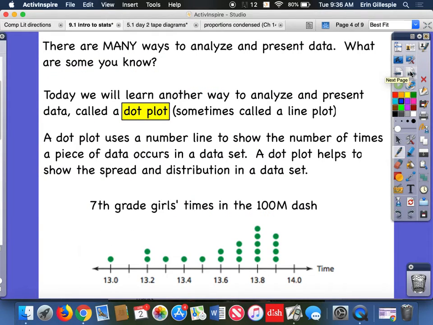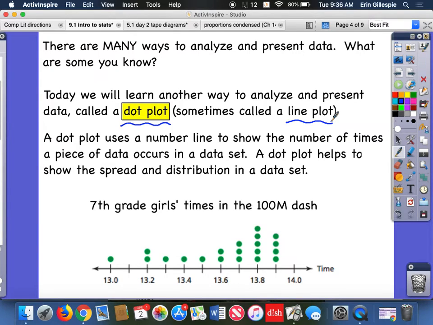All right, there's lots of ways to analyze and present data. We're going to talk about box and whisker plots in this chapter. You've learned bar graphs before, pie charts. These are all different ways of analyzing data and showing your results. Another way to analyze and present data is something called a dot plot. Some books call it a line plot. I've seen it referred to as both in different math textbooks. Our book, though, calls it a dot plot.